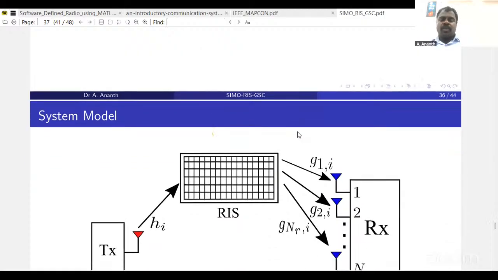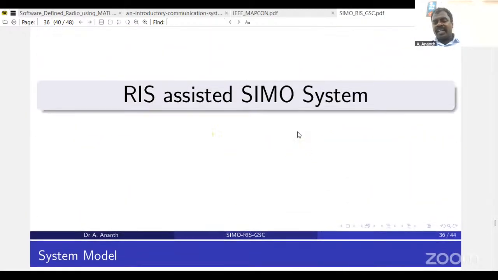As of now, we have discussed RIS assisted communication where we dealt only with one transmitter and one receiver. Now we will step into the single input multiple output system, where we will have one transmitter and multiple output antennas or multiple receiver antennas. So are there any questions?